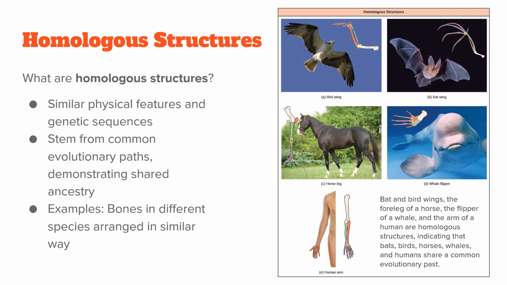Homologous structures are features that may look different on the surface, but share an underlying similarity because of a common ancestor. The bones in a bat's wing, a horse's leg, a whale's flipper, and your own arm are arranged in the same pattern. That's a clue. Bats, horses, whales, and humans inherited this bone plan from a shared evolutionary past. Homology tells us that even very different organisms are branches of the same family tree.